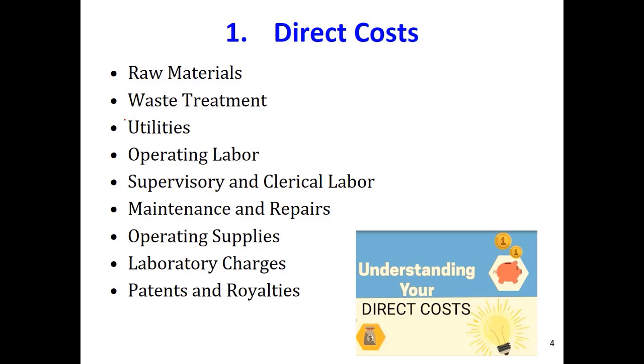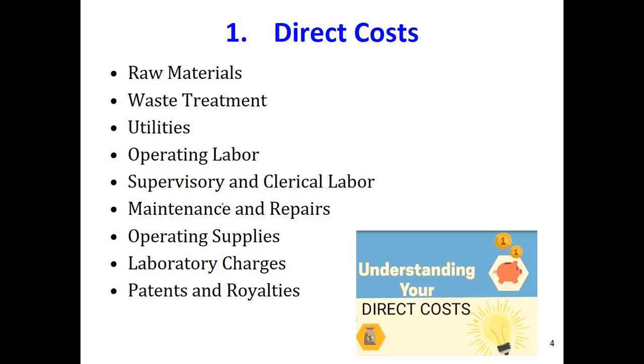Okay, direct cost for the manufacturing. It can be raw material, waste treatment, utilities that we have, operating labor, supervisory and clerical labor, the management, maintenance and repairs, operating supplies, laboratory charges. Most of the time we have labs where we test the quality of products, and also royalty and patents.